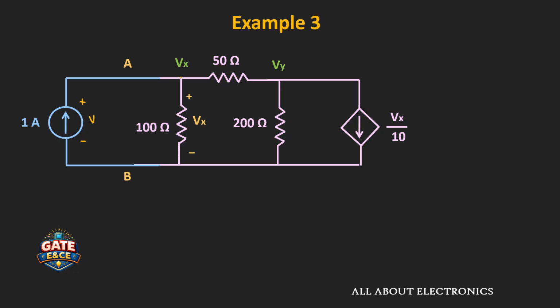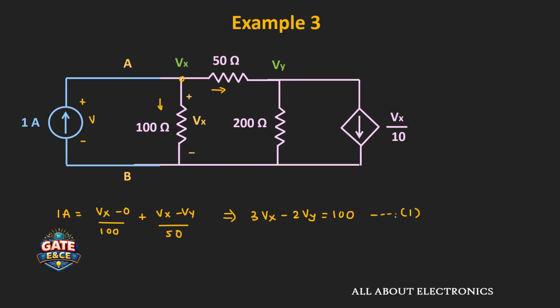At this node X, this 1 ampere current is entering the node, while the current through this 100 ohm resistor and the 50 ohm resistor is leaving the node. That means if we apply the KCL at this node, then we can write 1 ampere is equal to (Vx minus 0) divided by 100 ohm plus (Vx minus Vy) divided by 50 ohm. If we simplify it, then we get 3Vx minus 2Vy is equal to 100. Let's say this is the first expression.